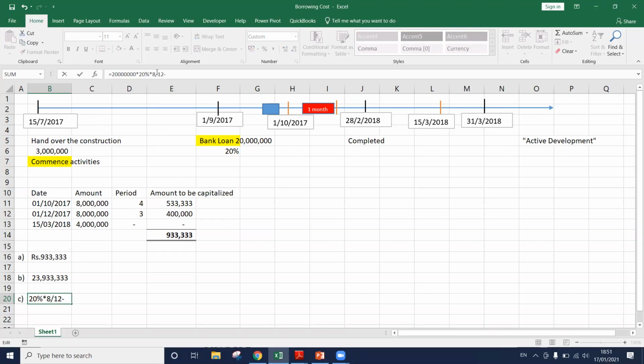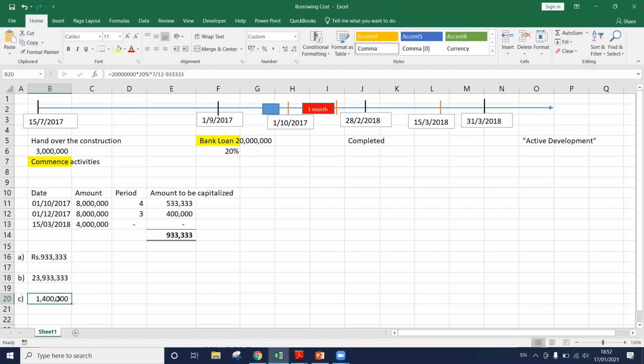එහෙනම් මොකද වෙන්න ඕනේ? මේ amount එකෙන් we need to deduct 933,333, the capitalized amount, right? Therefore the interest expense that needs to be charged to P&L should be this. Is it 8 months? September, October, November, December, January, February, March. Sorry, this is 7 months, not 8 months. 7 months. So this should be the final answer.